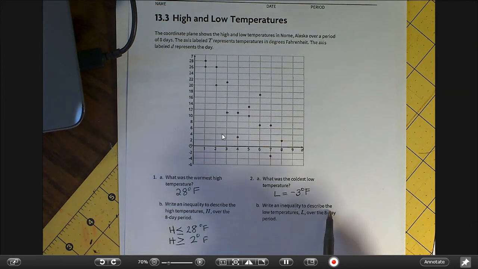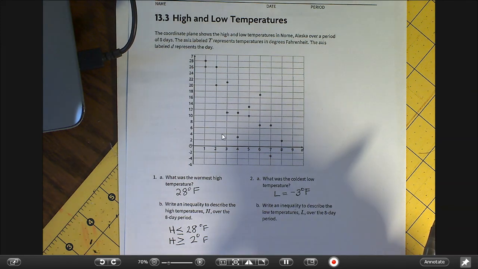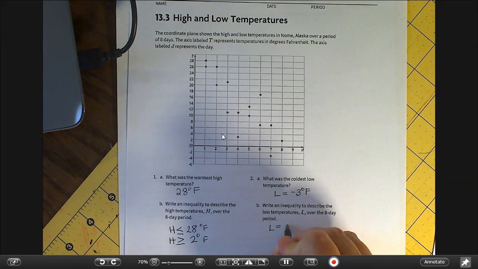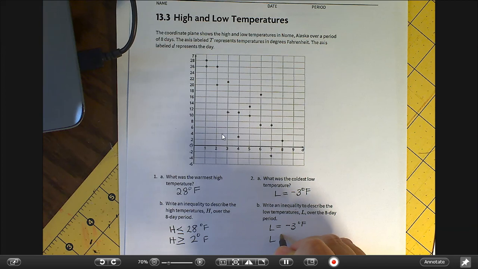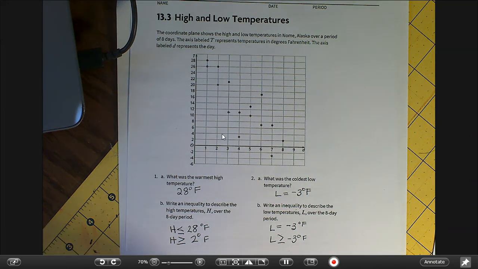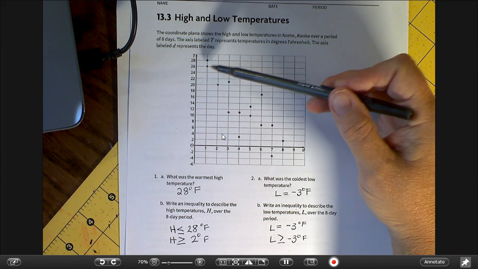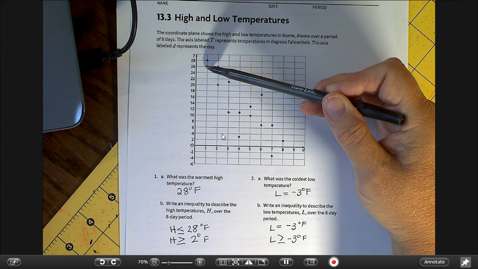Write an inequality to describe the low temperatures, so the low over the 8-day period. So you could say the low is equal to -3 degrees Fahrenheit, or you could say that's not really an inequality, but they include equal signs. So the low is greater than or equal to -3 degrees Fahrenheit. You could also say the low is less than or equal to 26, because this is the highest low temperature.